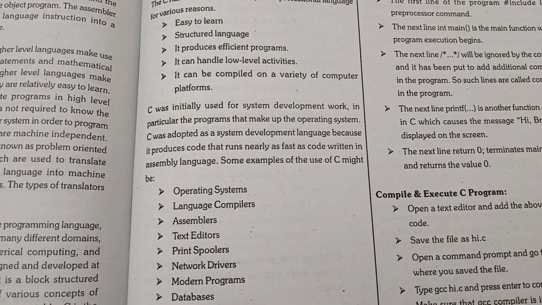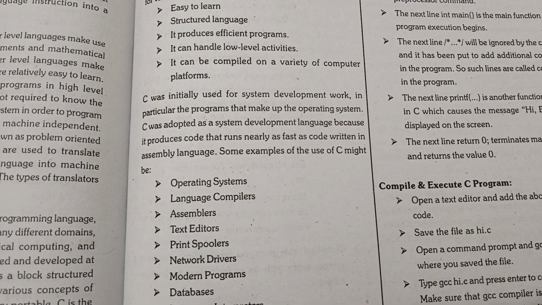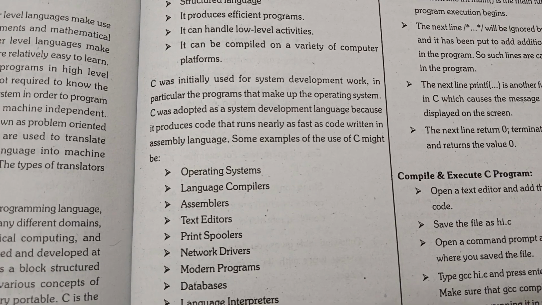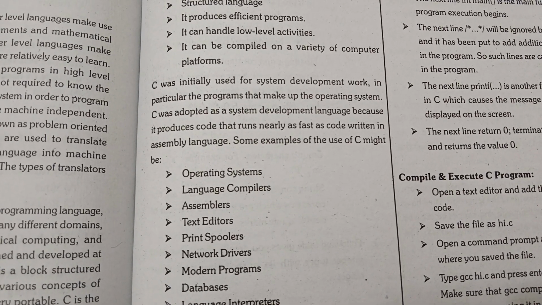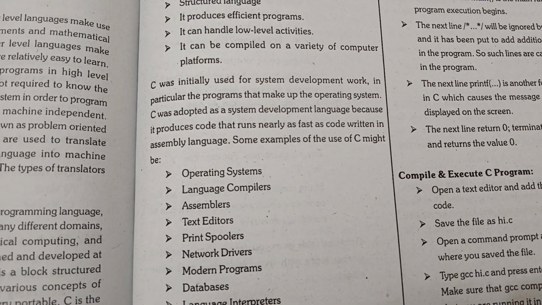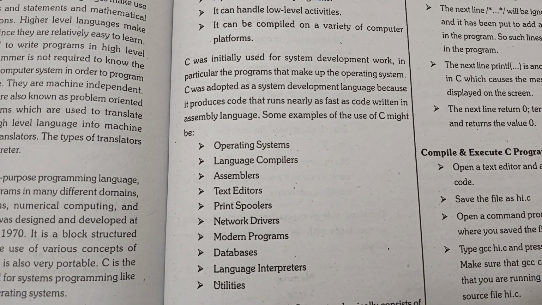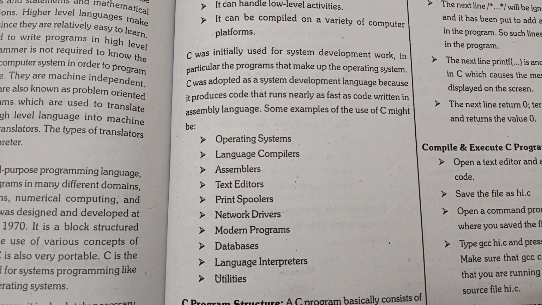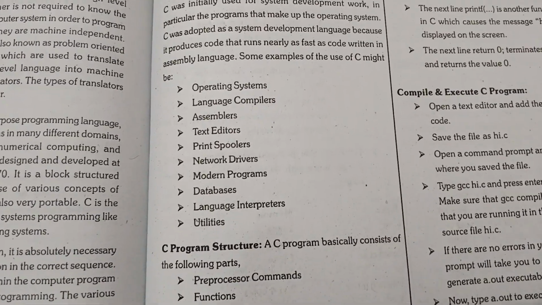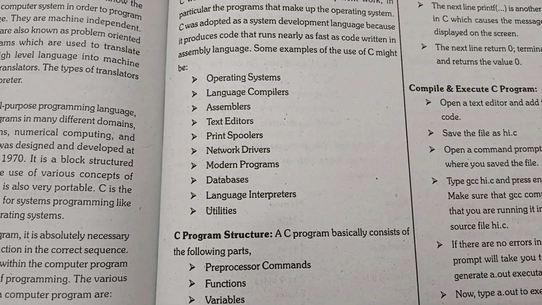C was initially used for system development work, in particular the programs that make up the operating system. C was adopted as a system development language because it produces code that runs nearly as fast as code written in assembly language. Some examples of the use of C might be operating system, language compilers, assemblers, text editors, print spoolers, network drivers, modern programs, databases, language interpreters, utilities.